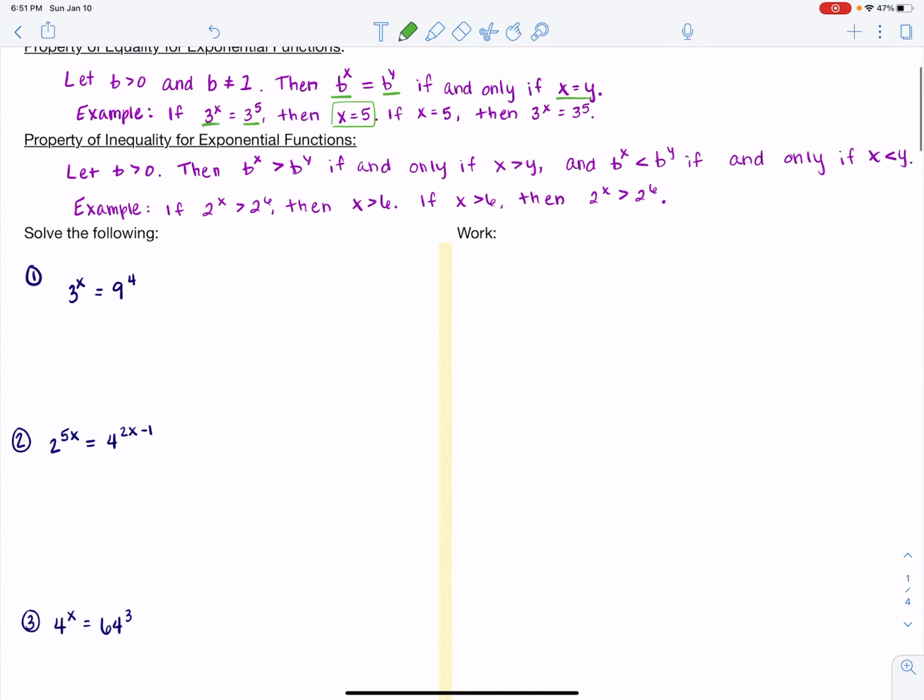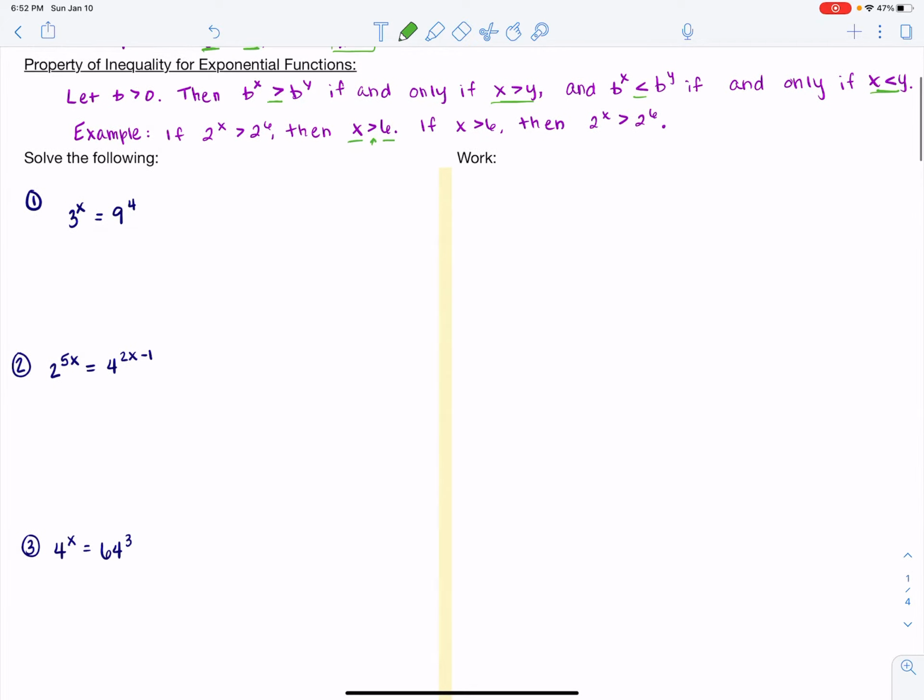The property of inequality is very similar. If you have that b to the x is greater than b to the y, well then that means that x would be greater than y. If b to the x is less than b to the y, then the same thing, that means that x is less than y. So for example, if I have 2 to the x is greater than 2 to the 6, then we can take the x and the 6 and just keep the greater than in between them. And it works the same direction too.